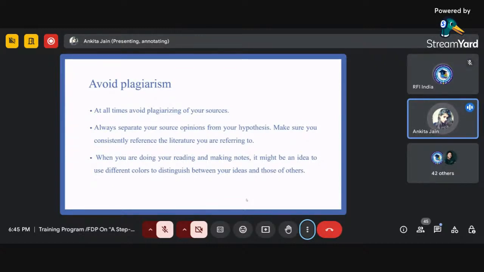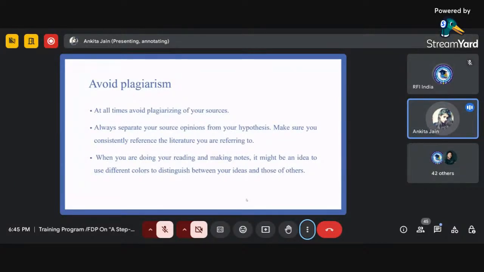mentioned in the beginning, and we are also having one session on all this. So I'm not going into detail, but I'm telling you that you should always try to avoid plagiarism of your sources. Always separate your source opinions from your hypothesis, and also make consistent references to the literature you are referring to. It means you should always give the references from where you have taken this.